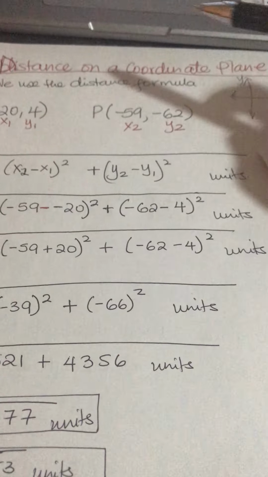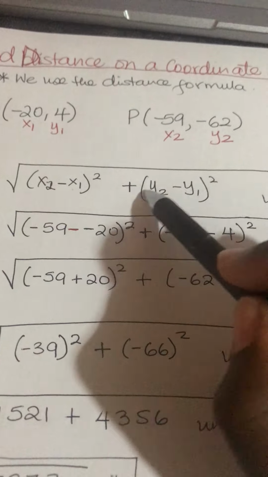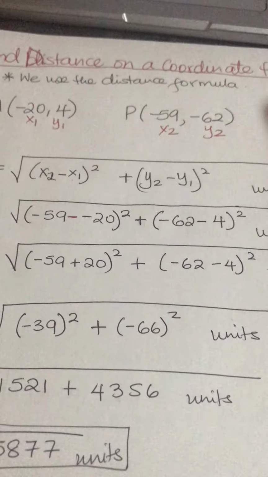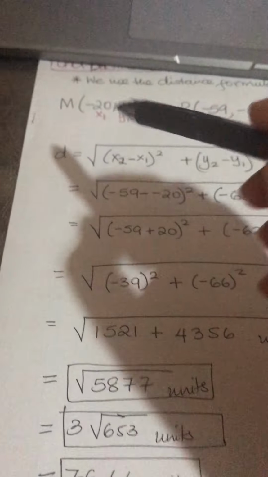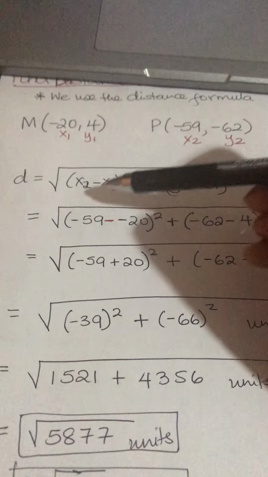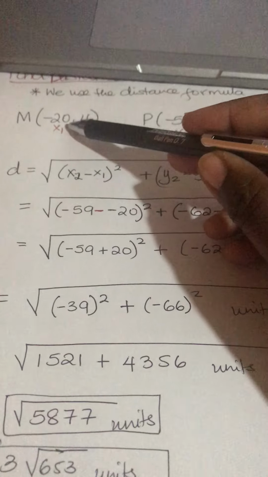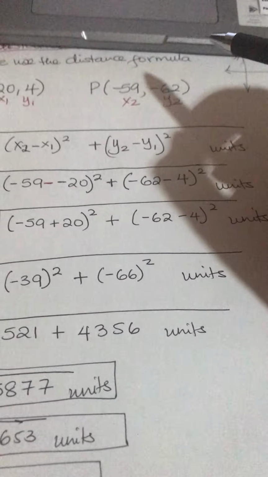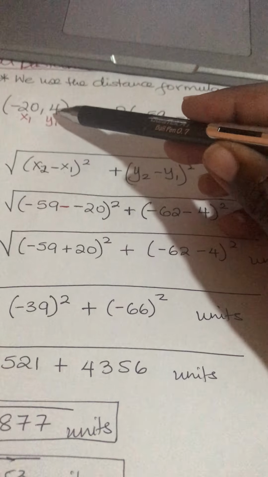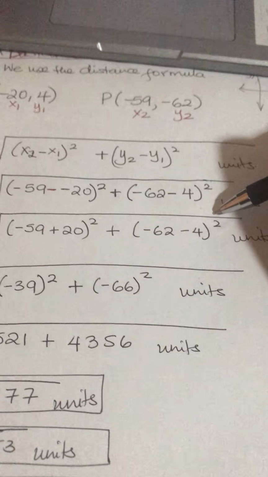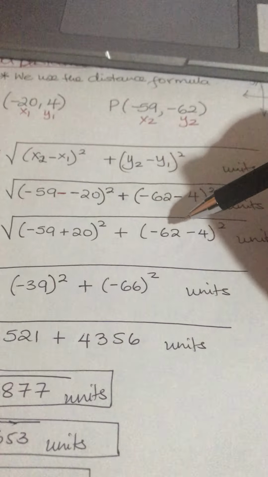And then you find the square root. So after you subtract, you square, you add your x's and y squared, and then you find the square root. Just the same way we did Pythagoras theorem. So now my x2 is negative 59. I am subtracting, because it says subtract, negative 20. So the same thing here. Negative 62 is my y2, and I am subtracting 4. Just like that. So, negative 59 plus 20, and then I will square.